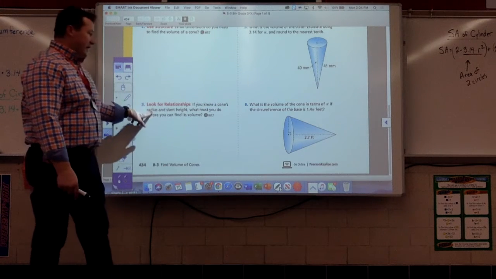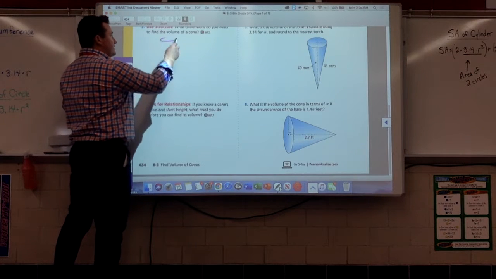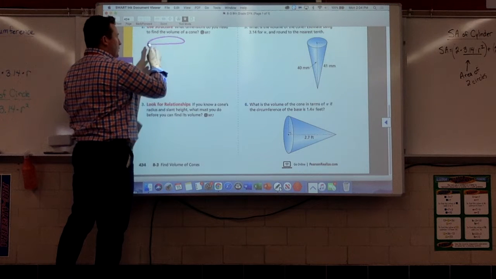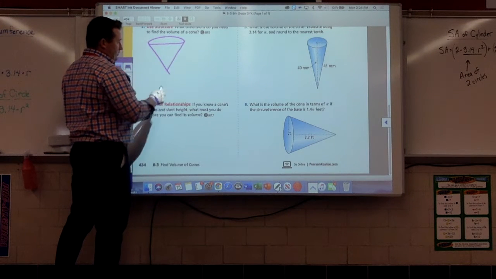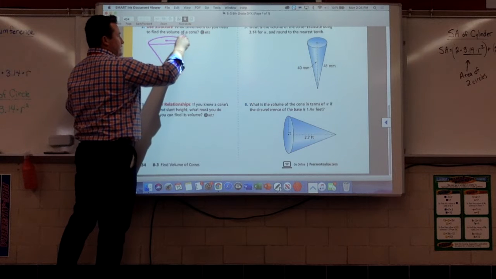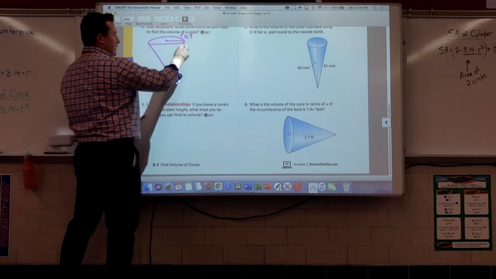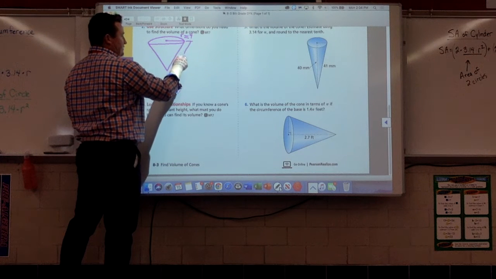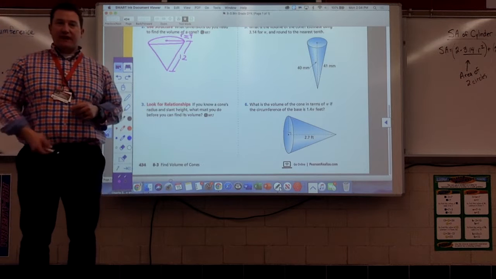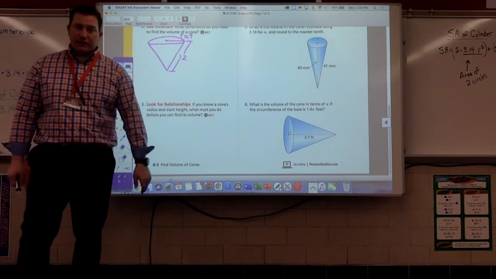If you know a cone's radius, and you know a cone's slant height, okay, so I'm drawing a cone. So if we know the radius equals 4, and we know the slant height is 12, what must you do before you can find the volume? Do you even need to? Don't you have both things that you need?